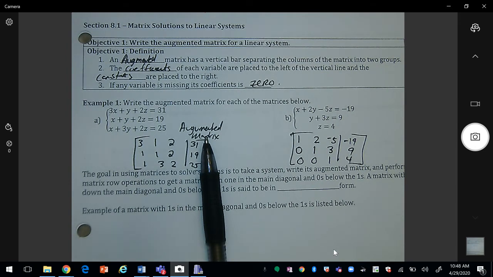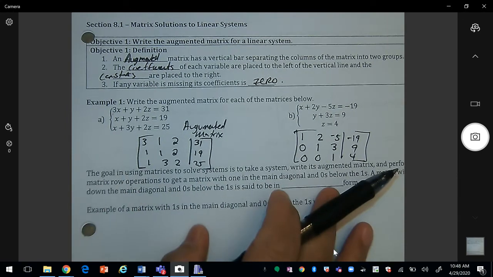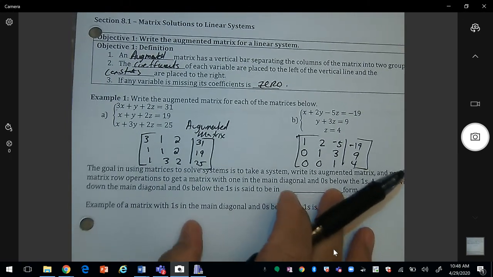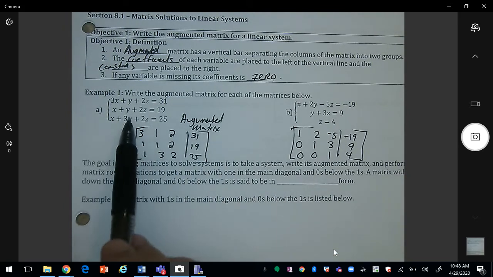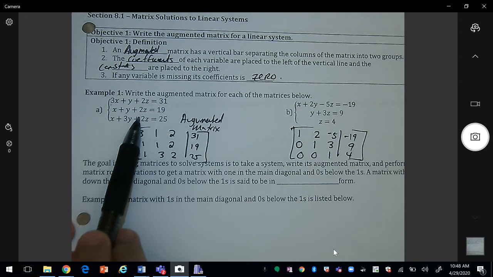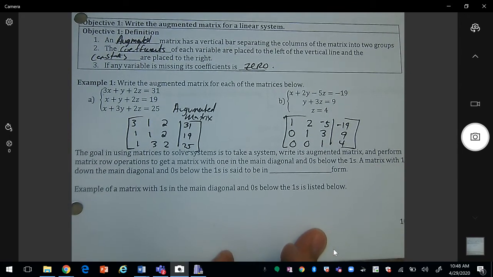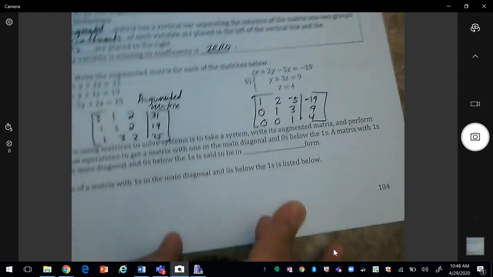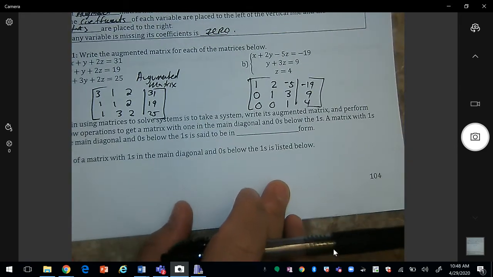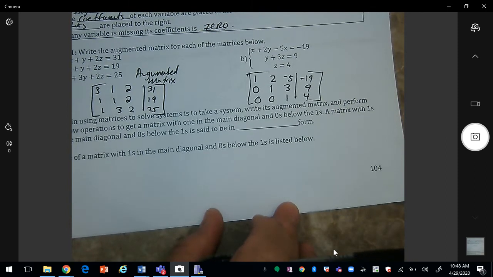In the last video, we talked about augmented matrices, and most of the material in this video will be from section 1. An augmented matrix comes from the coefficients and the constants of a system of equations. And so the goal in using matrices is to solve systems. To take a system, first we would write a system as an augmented matrix and then perform matrix row operations.